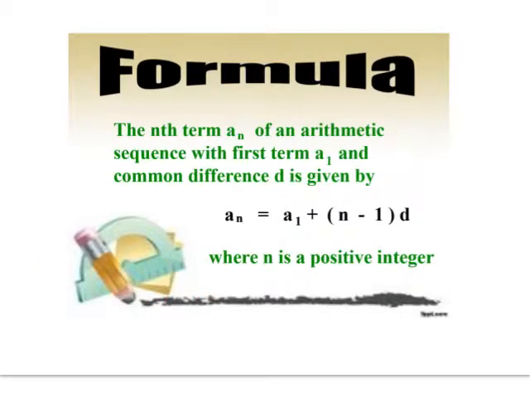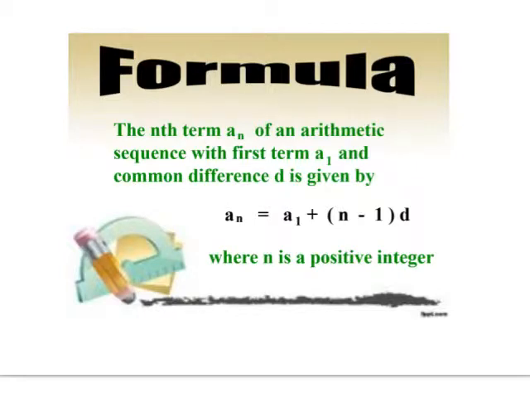So there is a formula for the arithmetic sequence. The nth term of an arithmetic sequence with the first term a_1, where a_1 always stands for the first term of the sequence, and a common difference d, is given by this formula: a_n is equal to a_1 plus n minus 1 times d, the common difference, where n has to be a positive integer, because we're talking about maybe the 10th term or the 5th term or the 4th term of a sequence.